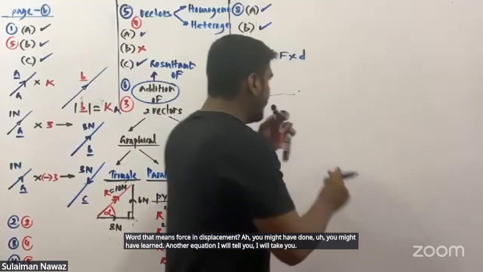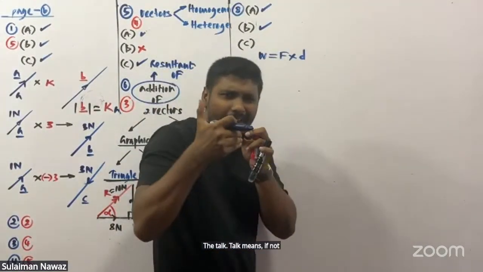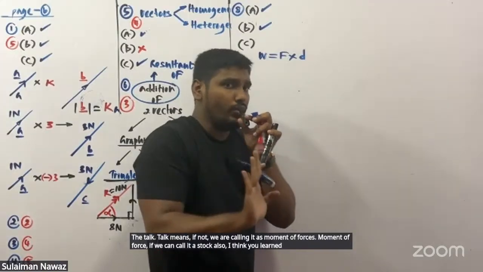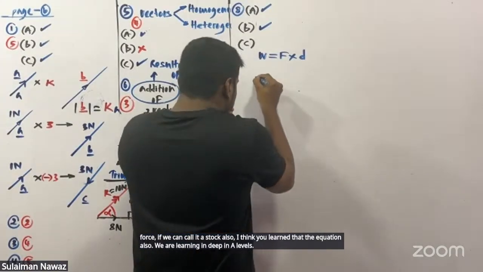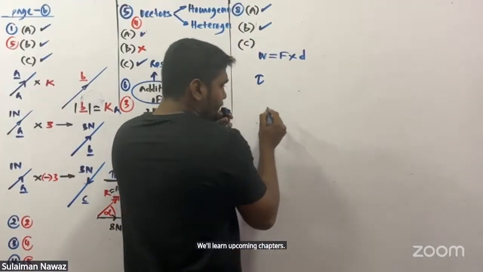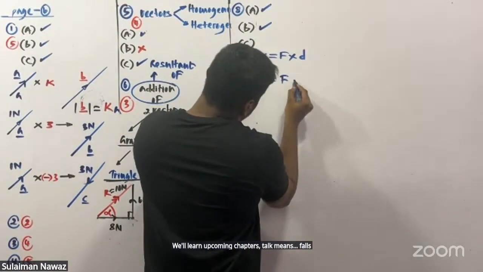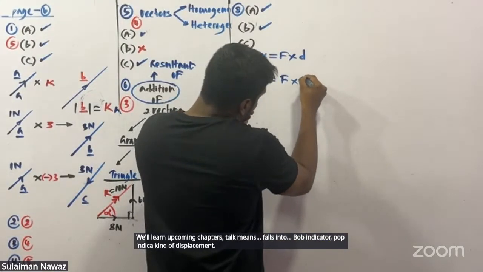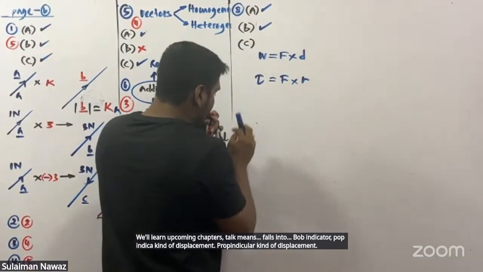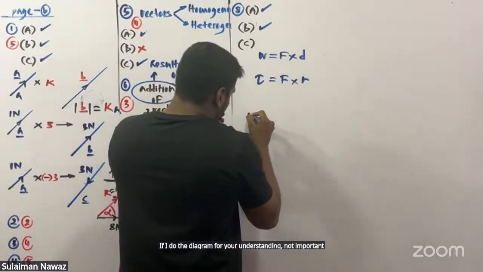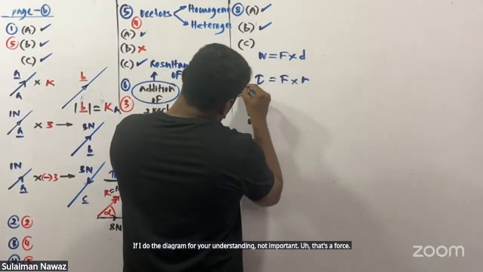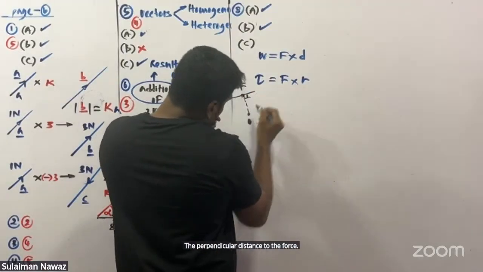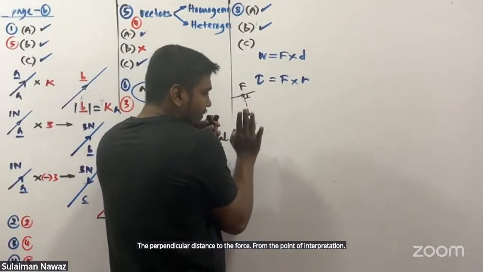The torque. Torque, or we also call it the moment of force. I think you learned that equation also. We will learn it in depth in the upcoming chapters. Torque means force into the perpendicular distance. If I draw the diagram for your understanding, it is not important. There's a force, and the perpendicular distance to the force from the point of rotation. You don't need to bother with this. Even if you don't understand, forget about it.